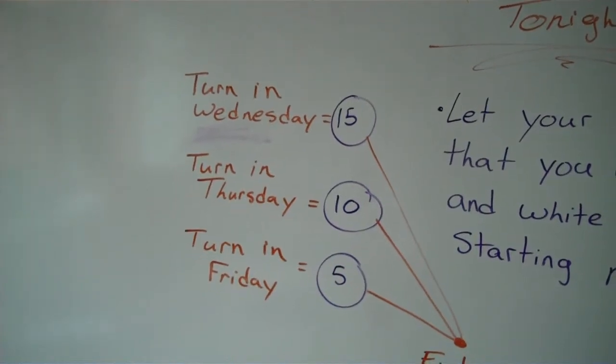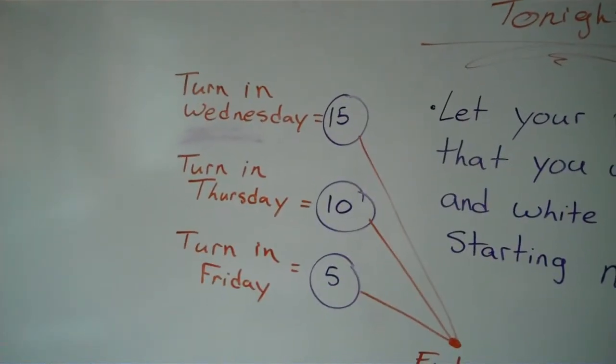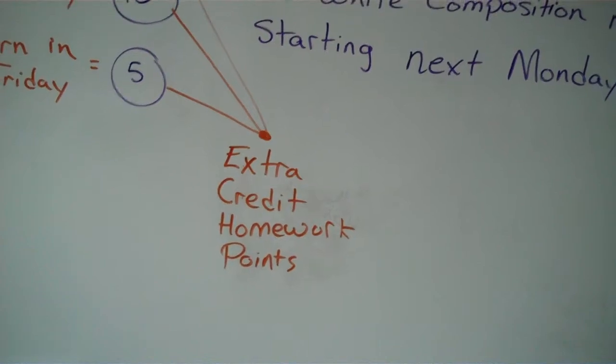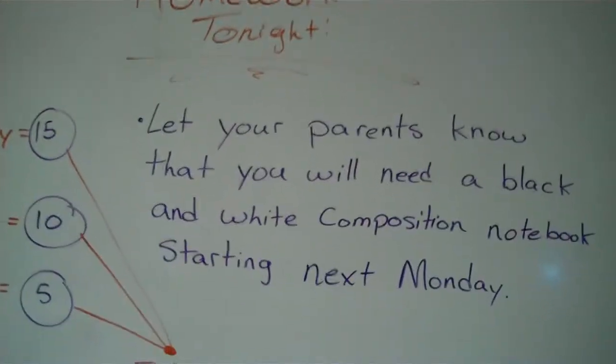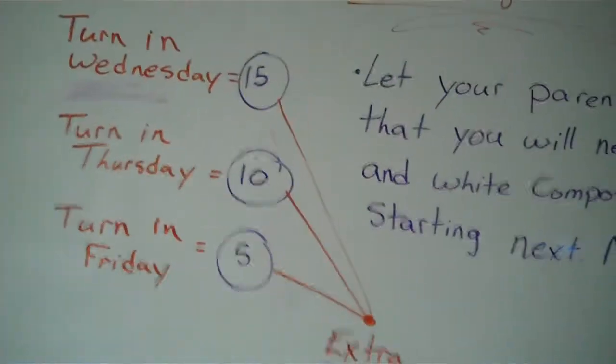If you turn it in on Thursday, you get 10 points. Turn it in on Friday, you get 5 points. Extra credit homework points. If you turn it in on Monday, well, that's just on time. You don't get any extra credit points, but you don't lose any points either. We'll talk about what that's going to be for on Monday as we start a new section.